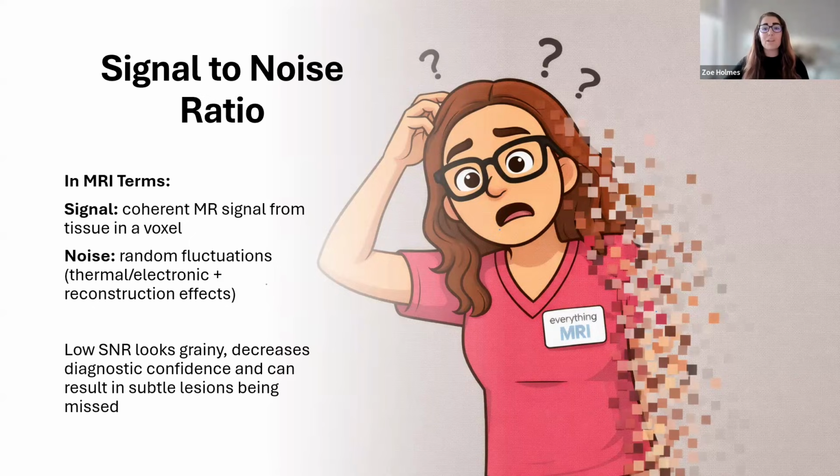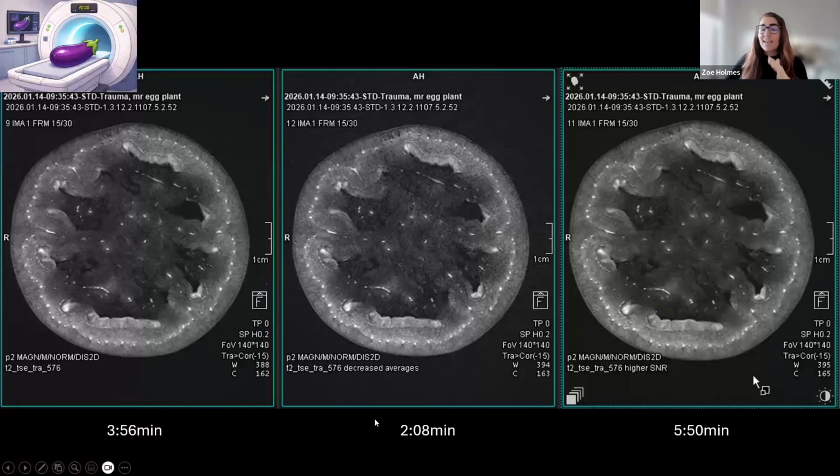So if anyone has ever wondered what an eggplant looks like on an MRI, this is your opportunity. I have scanned an eggplant in multiple different ways to demonstrate the difference in some of these knobs and these different parts of the triangle. So this is Mr. Eggplant. Mr. Eggplant has been acquired with an axial T2 sequence just from the routine library of the Siemens scanner that I was using.